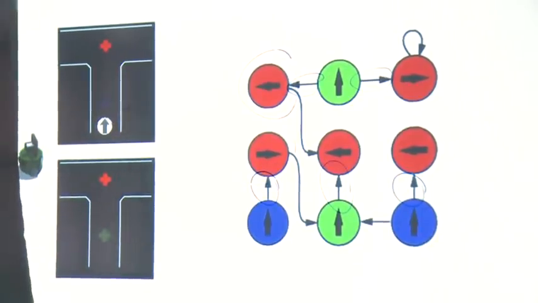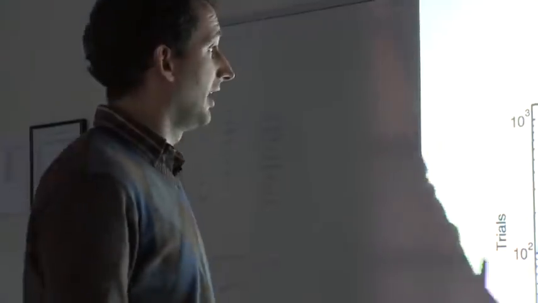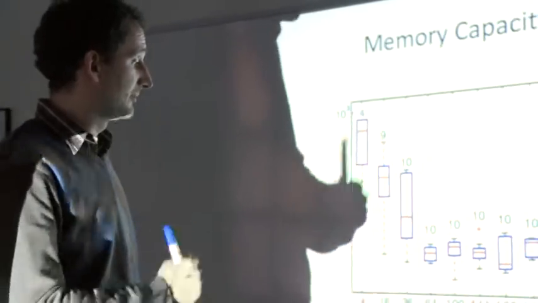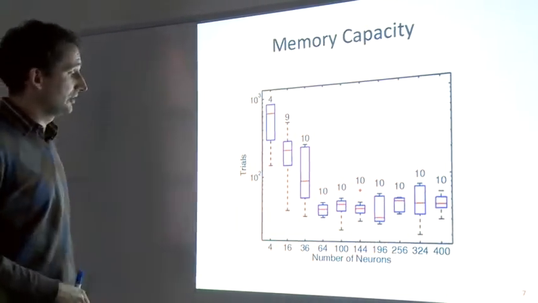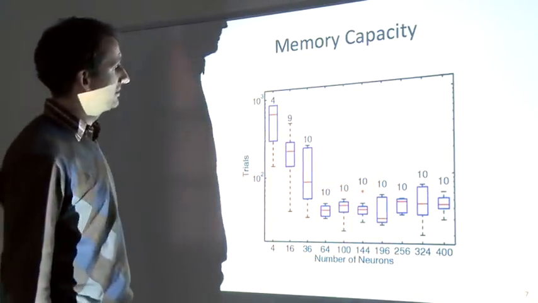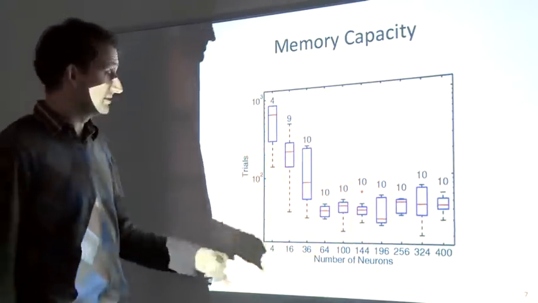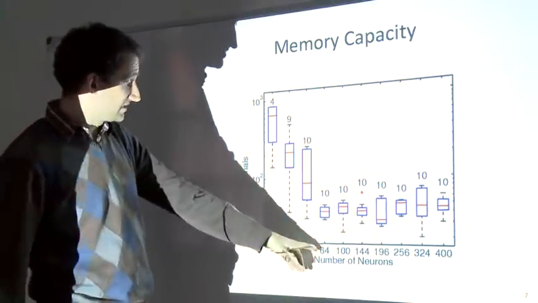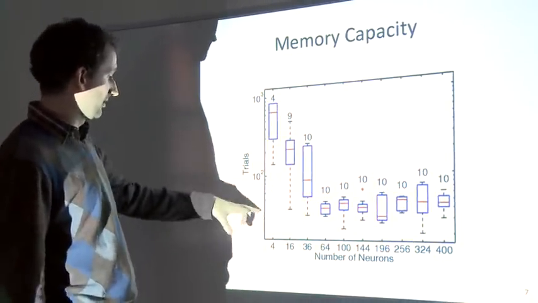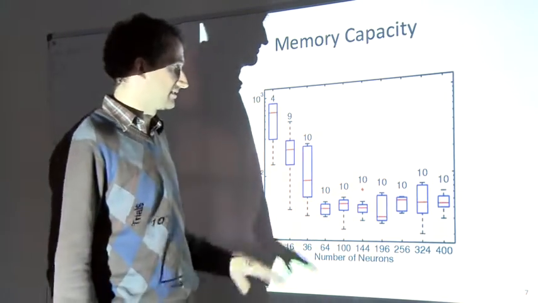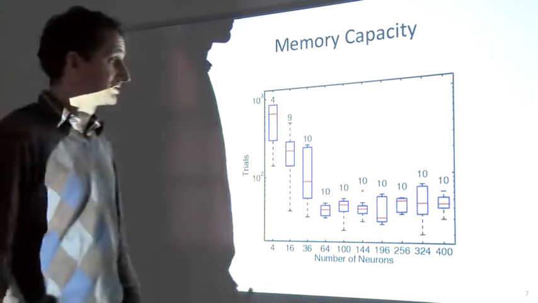So let's apply this model to the task. A typical question you want to look at is memory capacity. How many neurons do I need to solve this task? This is what I show you here. This is the number of trials you need to have 10 consecutive correct trials. And we see that for 64 neurons, we can solve the task in a reasonable number of about 32 trials. And it's stable for more neurons.